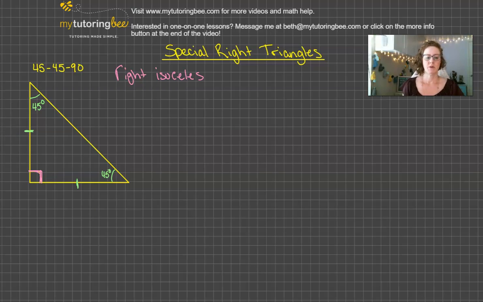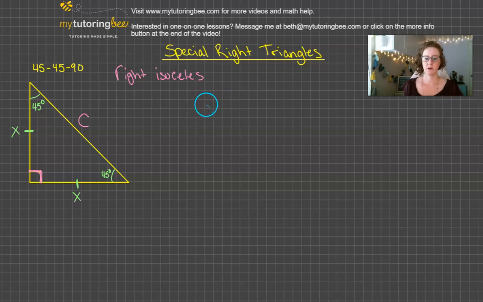Okay, so let's label these two sides. Remember, these two sides are congruent, they're the same. So let's give them the length of x. They both are x. And then by using the Pythagorean theorem, we can find the length of the hypotenuse over here, which we will call c.